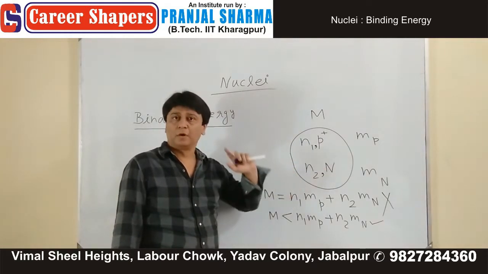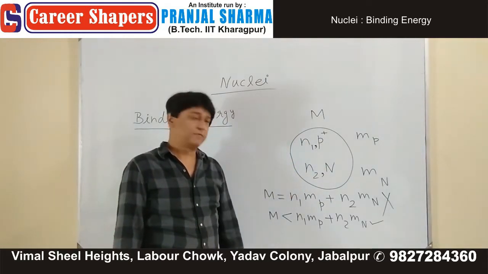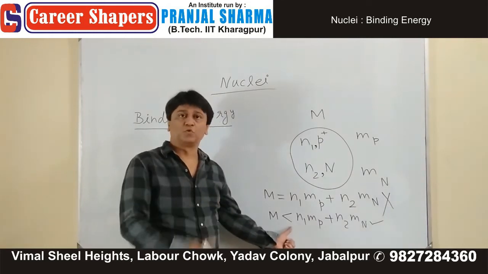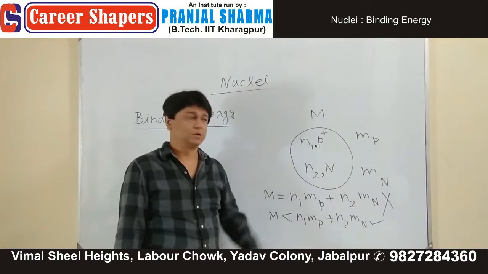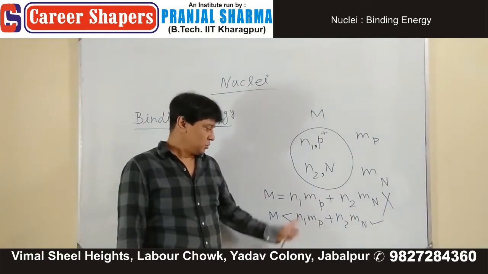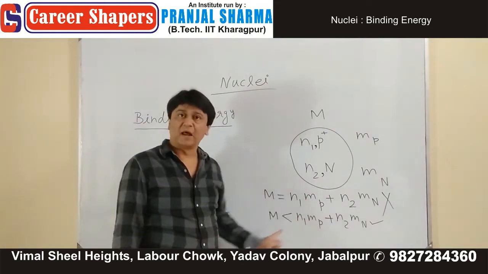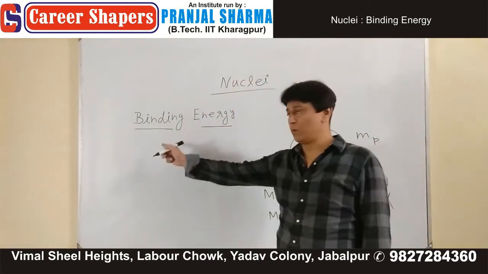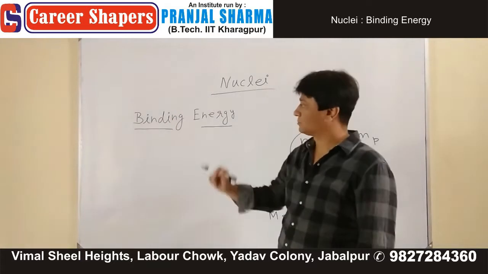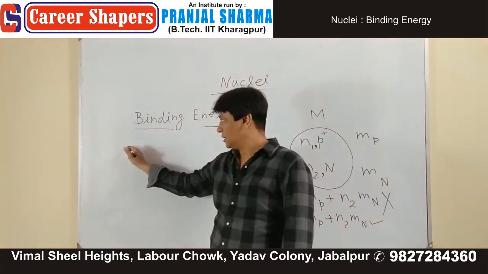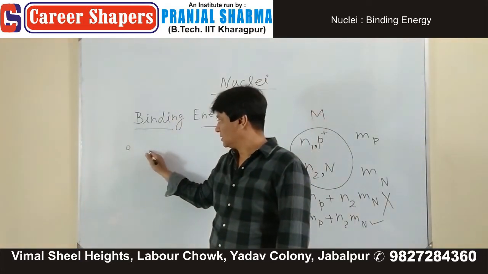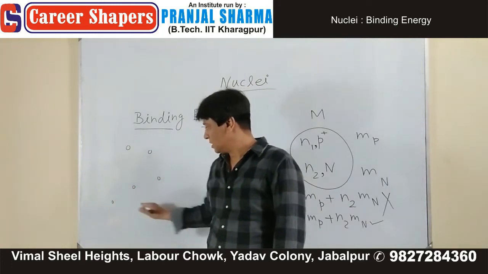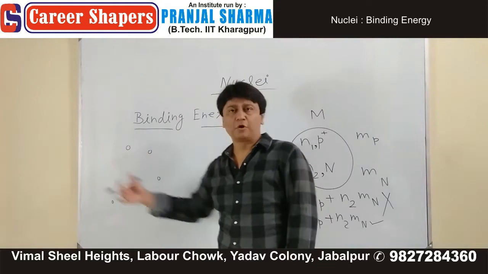If you take their total mass, then this is what is the correct observation. So how do you explain something like this? Now let's understand this part over here. These are all the nucleons, protons and neutrons.